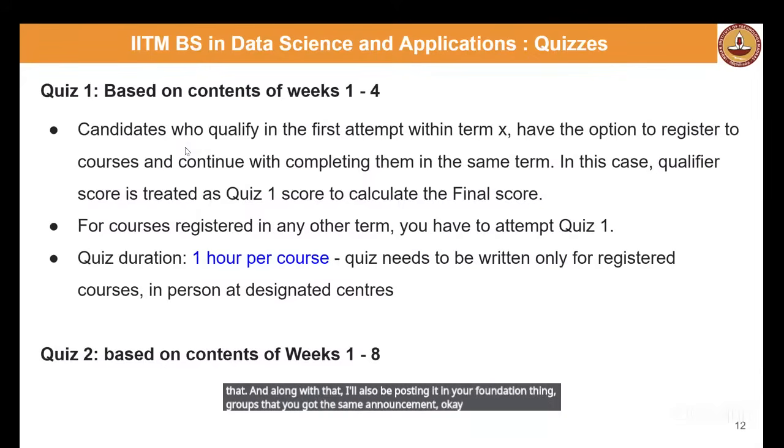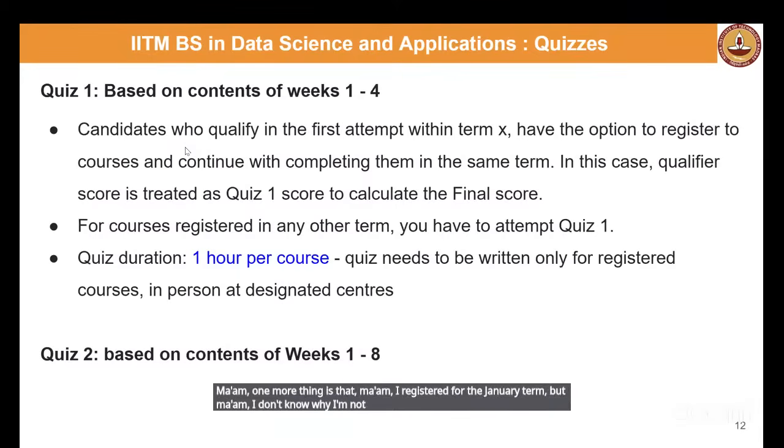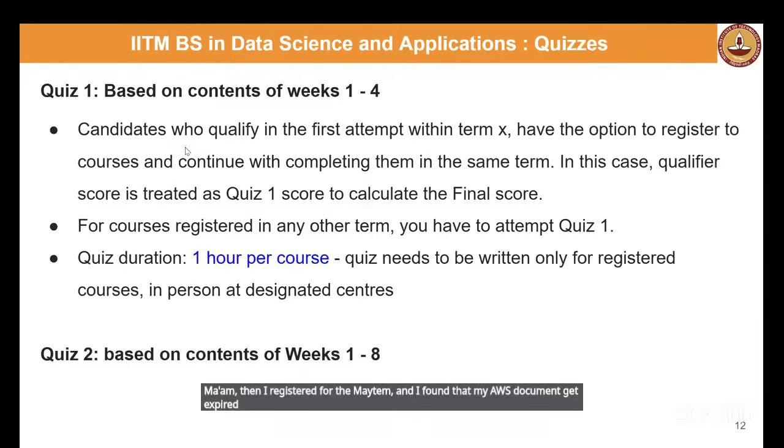Okay. Ma'am, one more thing, I registered for the January term, but I don't know why I'm not able to register. It's not getting registered. I submitted the EWS document, and that document was valid by that time, but after that the document expired after April. Then ma'am, I registered for the May term and found that my EWS document had expired. So ma'am, do I get another chance to upload the EWS document for the waiver?